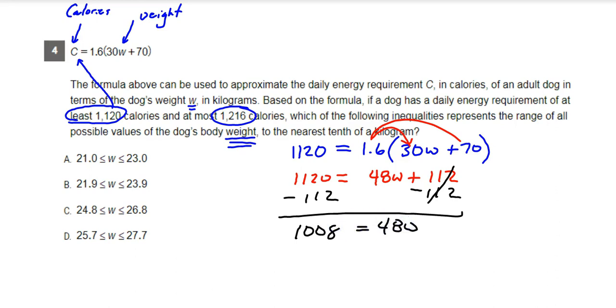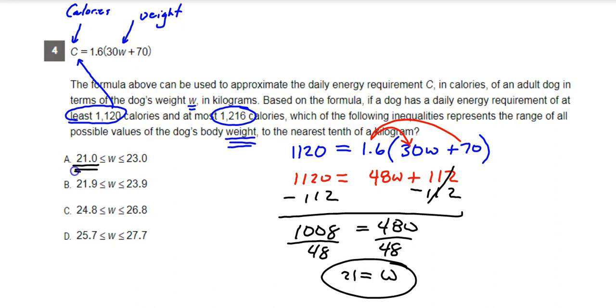And then dividing both sides by 48, I get an answer of 21. So what that basically meant was a dog that weighs 21 kilograms requires 1120 calories. Now, peeking at my answers, I see right here I have a 21, and I feel pretty good. On the test, I would probably go with this answer and just move to the next question.